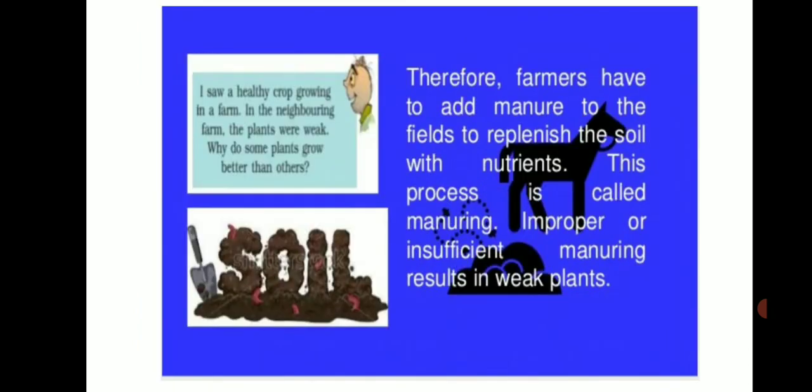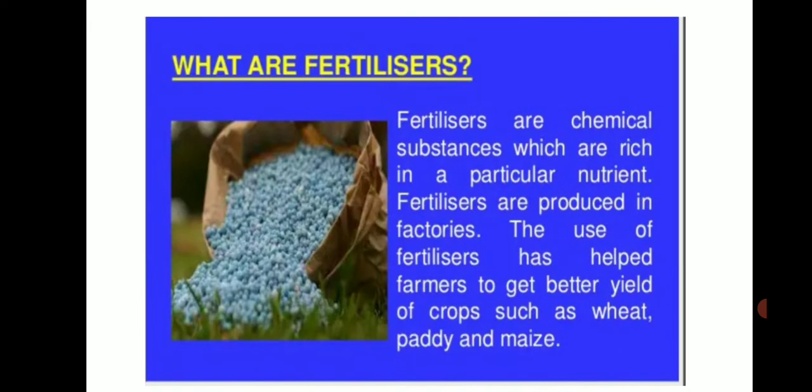So manures are made from waste plants or dead decayed organisms like vegetable waste, etc. Okay, and they are organic. They are prepared in the field. Then what are fertilizers? They are chemical substances. They are inorganic substances which are rich in particular nutrients.